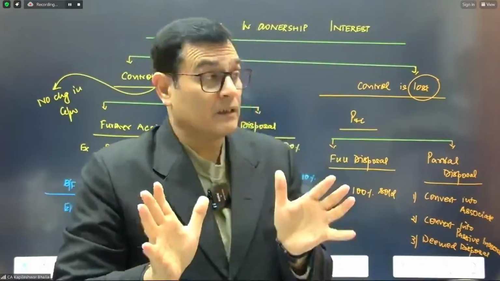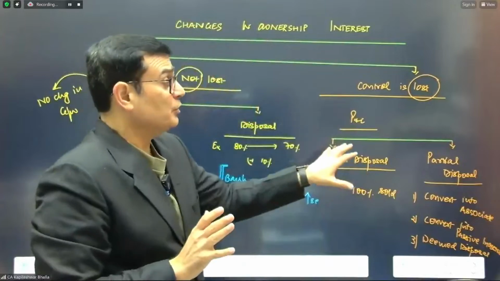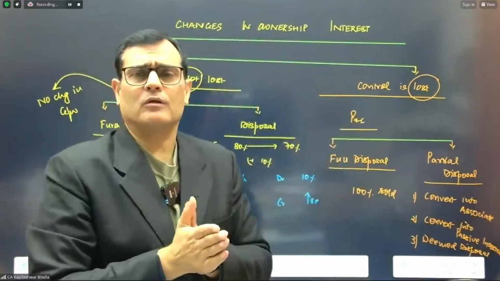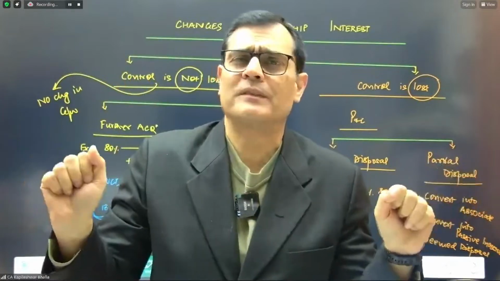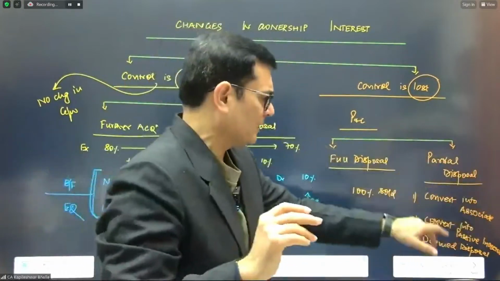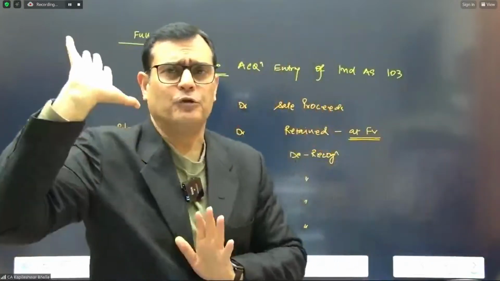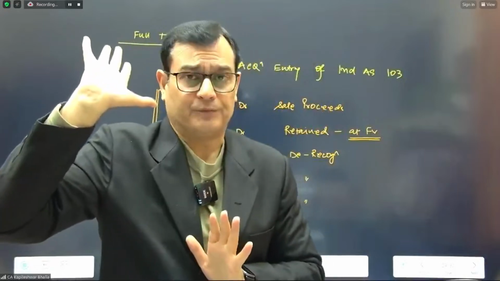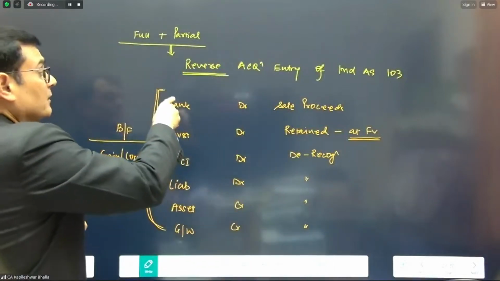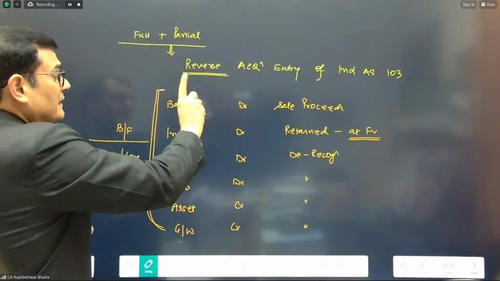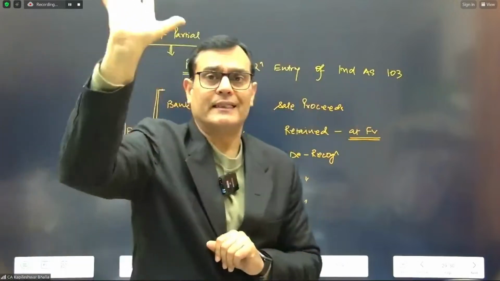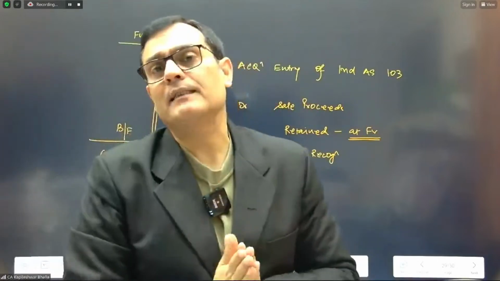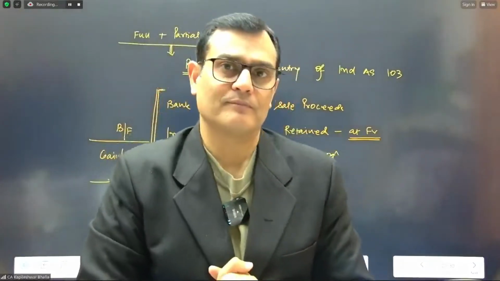That's it. If it is a case where the control is lost, you need to see whether it's a partial or a full disposal, converting into associate, converting into passive investment, deemed disposal. We'll see what is deemed disposal. It's a common entry you will pass in every case. You're going to consider the bank, which is with the proceeds, investment retained, derecognition of all the items, NCI, goodwill, and net assets, and the balancing figure gain or loss.